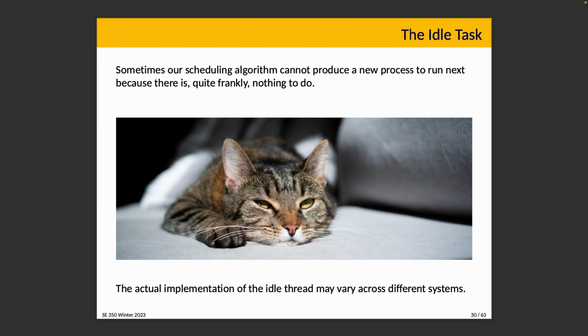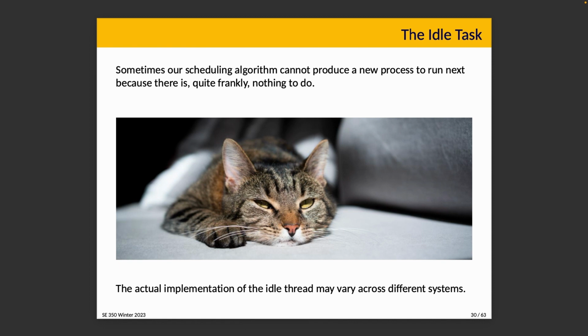The first of our advanced considerations about scheduling is the idle task. Sometimes the scheduling algorithm cannot produce a new process to run next because there is, quite frankly, nothing to do. No process is running that wants the CPU right now. So what do we do in that situation?